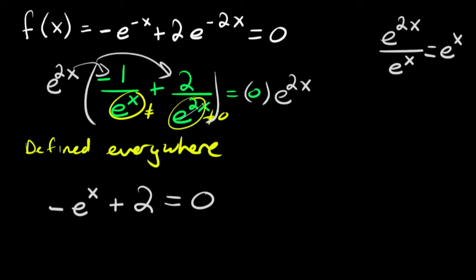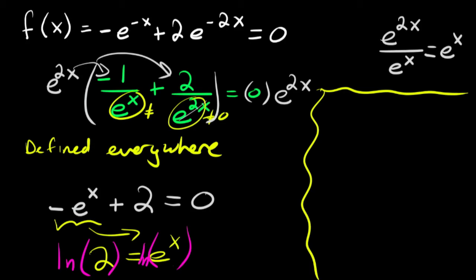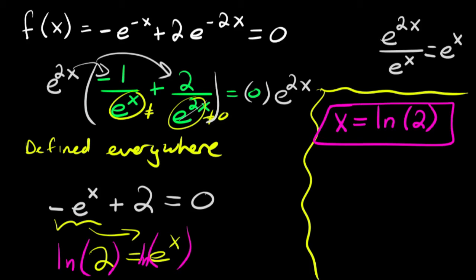Okay, and then let's just bring this guy over to the right side, and that gives us 2 equals e to the x. Then to finish this off, either take the log of both sides or use the definition of the logarithm to get that x is going to equal the natural log of 2. And so that's where the zero is.